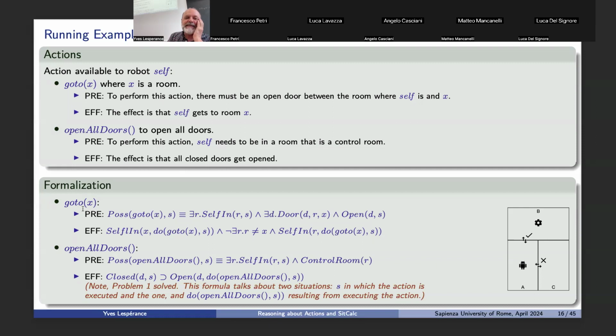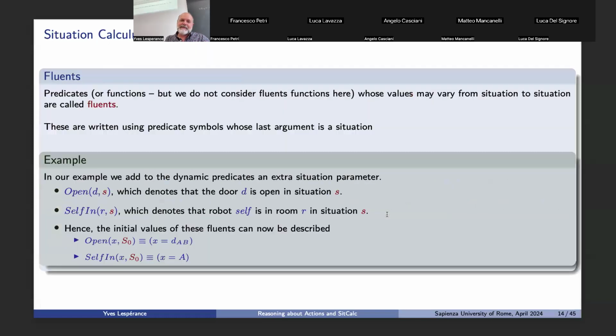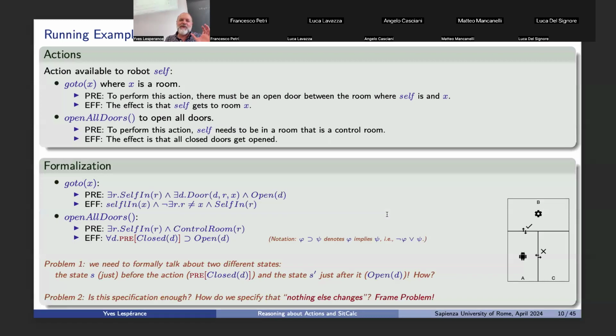In the situation calculus, for go to X, we can say that it's possible to go to X in a situation S if the agent is in some room R in situation S, and there's a door from R to X and it's open in S. Notice that this is similar to what we had before, but it's different because now we're saying explicitly what the situation is. And we have this new predicate that says Poss, action, situation.